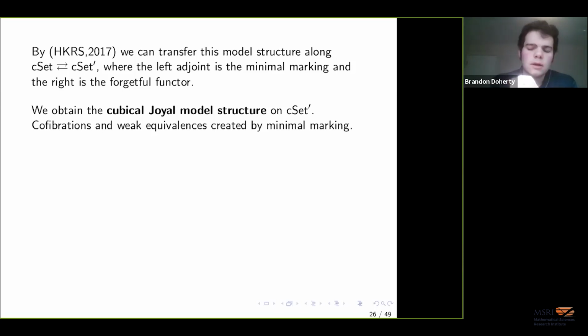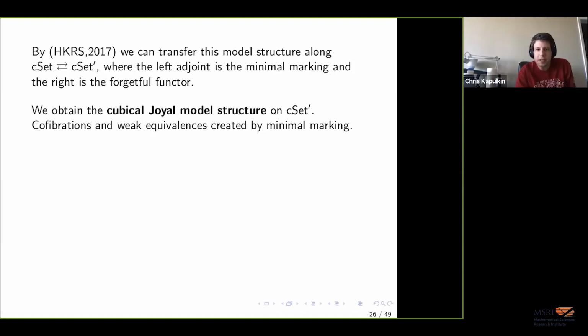So applying this result, we obtain a model structure on C-set prime, which we call the cubical Joyal model structure. So here the cofibrations and the weak equivalences are both created by the minimal marking functor. They're just exactly things that are sent to the corresponding classes in C-set prime by that functor.